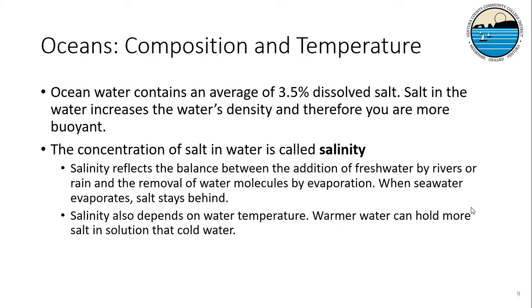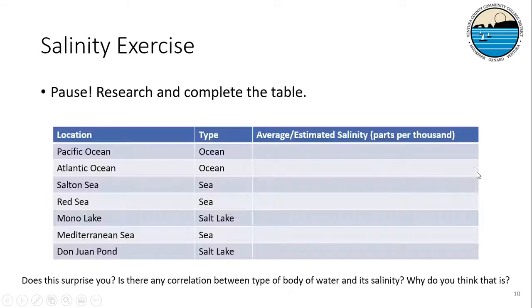The concentration of salts in the water is called salinity. And salinity reflects the balance between the addition of fresh water by rivers or rain and the removal of water through evaporation. So when seawater evaporates, the salt stays behind. Salinity is also dependent on water temperature. So warmer water can hold more salt in solution than cold water.